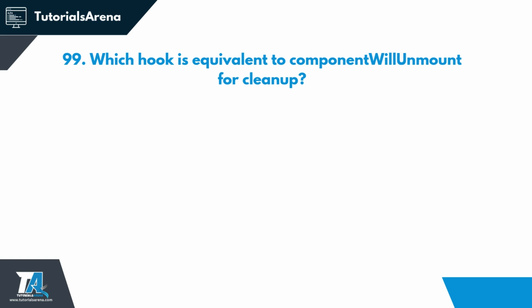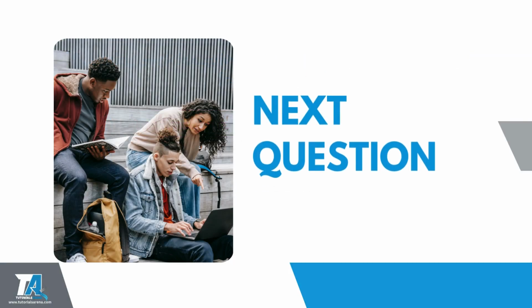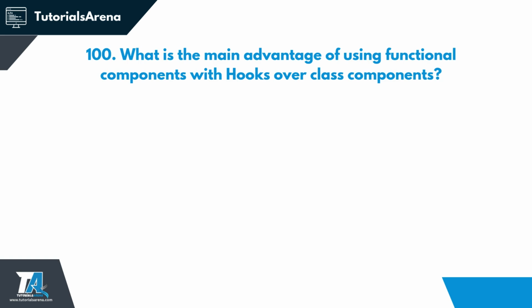Question 99. Which hook is equivalent to componentWillUnmount for cleanup? The options are: Option A, the function returned by useEffect. Option B, useLayoutEffect. Option C, useRef. Option D, useMemo. The correct answer is option A, the function returned by useEffect. Moving on to the next question.